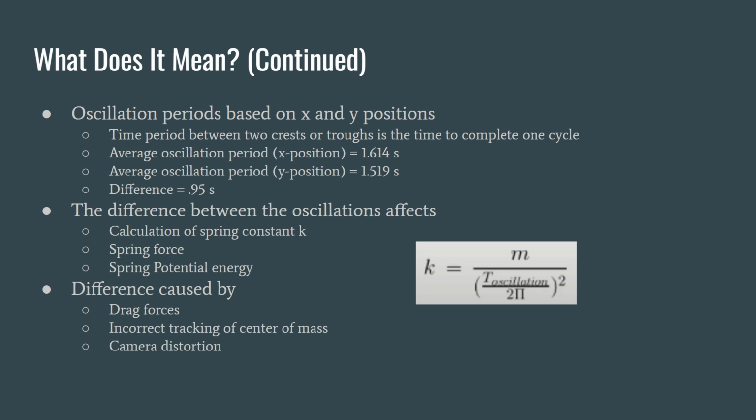The average oscillation period in the x position was 1.614 seconds and 1.519 seconds in the y position, which is a difference of 0.095 seconds. The difference between the oscillations affects the calculation of the spring constant k, as we can see from the equation, the spring force, and the spring potential energy. And these differences could have been caused by drag forces, incorrect tracking of the center of mass, or even camera distortion.